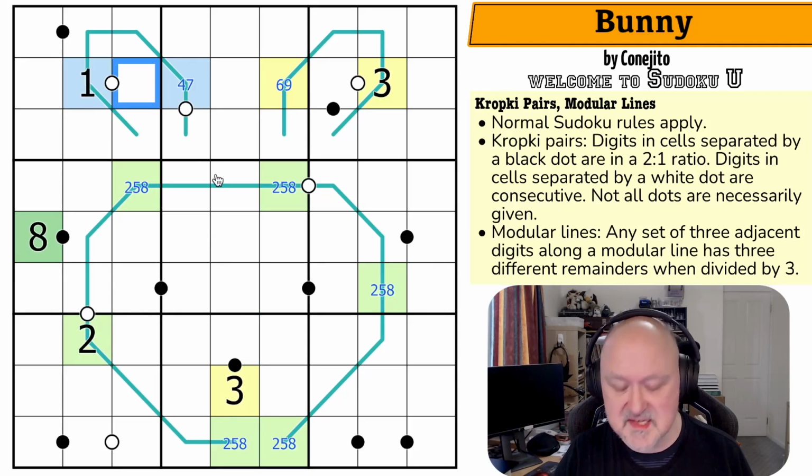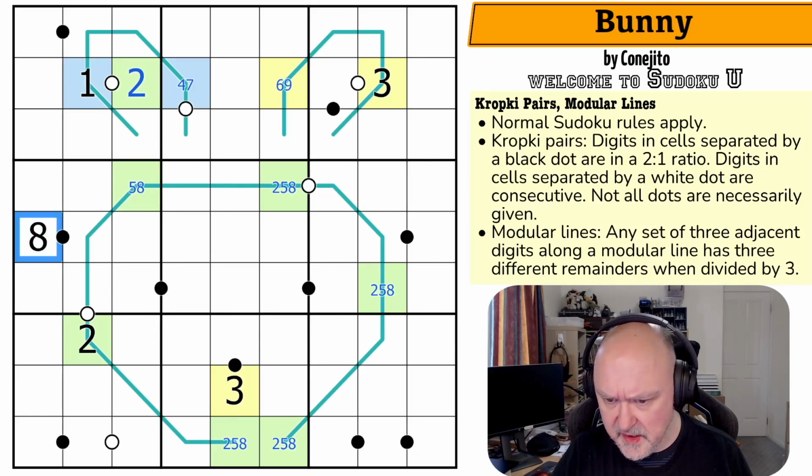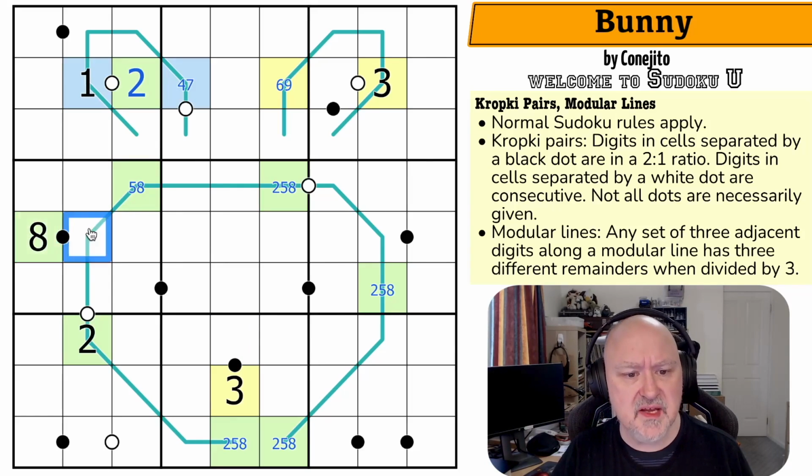1 is only consecutive with 0 or 2, and 0 is not possible. So that's a 2, meaning this isn't a 2. Why did I use the wrong green there? I don't know. 8 is only in a 2 to 1 relationship with 4 or 16. This cannot be a 16 by Sudoku, so this is a 4.